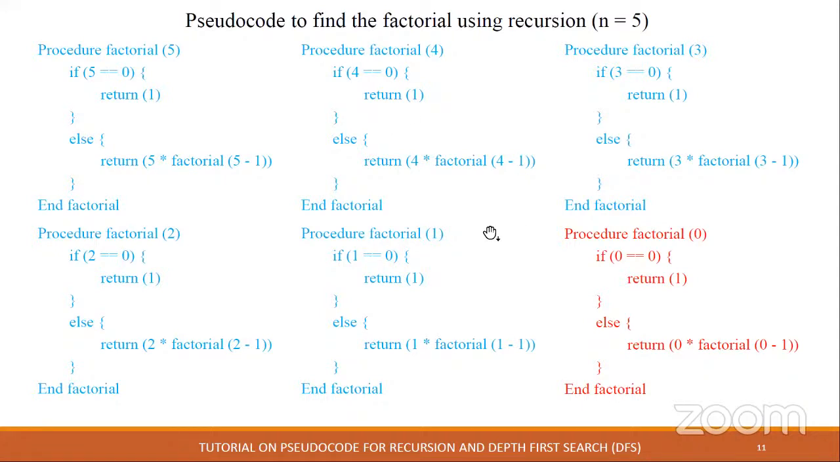Okay. So who asked about mutual recursion? Me. Tarika, right? Yes. Okay. So Tarika, what is mutual recursion? Mutual recursion is when there are two procedures, procedure 1 and procedure 2. Procedure 1 calls procedure 2 and procedure 2 calls procedure 1. That is mutual recursion. In standard recursion, what happens? The same procedure calls itself.